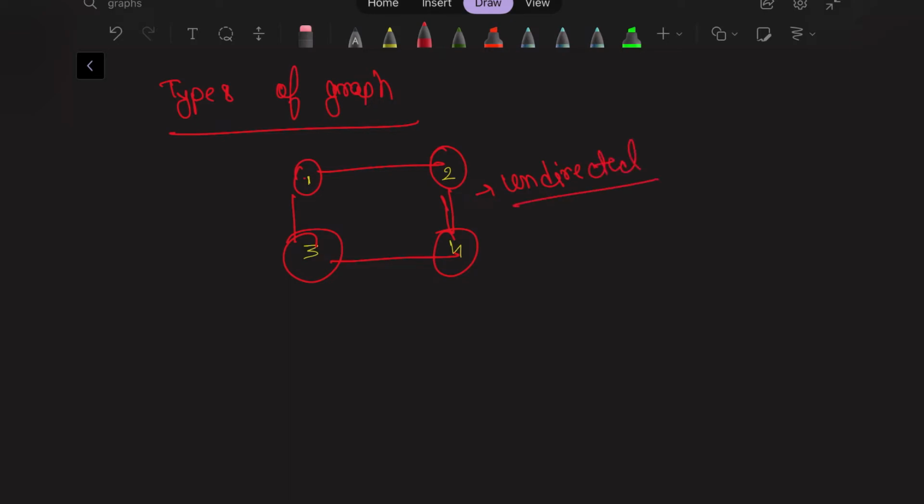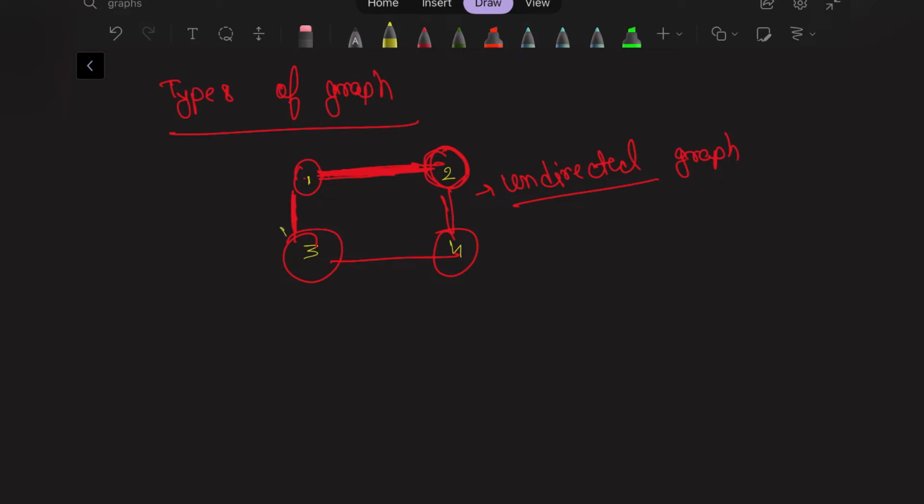What do we mean by an undirected graph? An undirected graph is a graph that has edges that don't have any direction. Is 1 pointing towards whom? We don't know. 1 is pointing towards 2, and 2 is also pointing towards 1. So there is no determined direction, like this one is in the direction of that one. So we have an undirected graph.